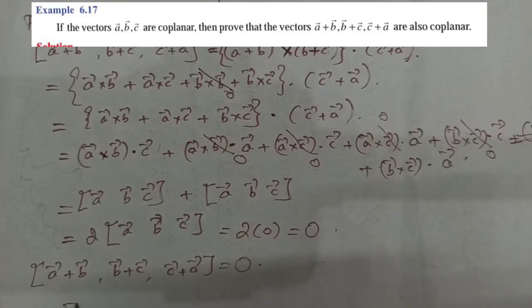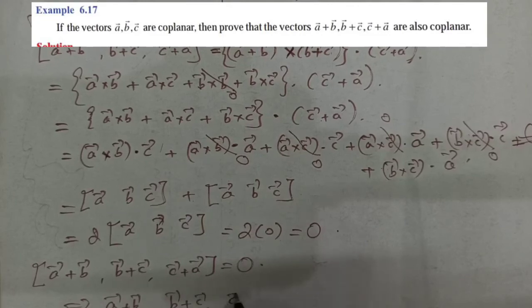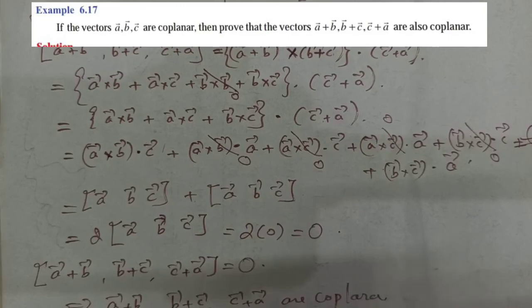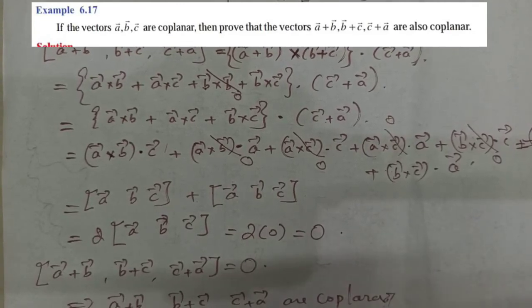Which means we can say that A vector plus B vector, B vector plus C vector, and C vector plus A vector are coplanar. So this is the proof. So hence proved.